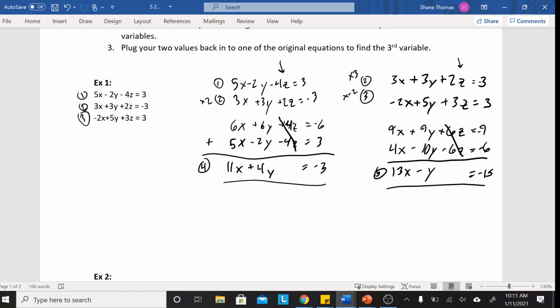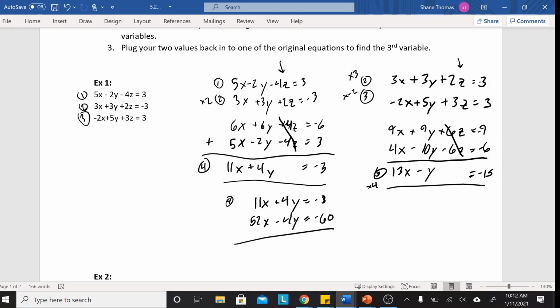This guy has a 4y. This guy is a negative y. So I can multiply this guy by a negative 4, and that's going to help me cancel out my y's. So I have 11x plus 4y equals negative 3. And that's just equation 4. Now equation 5 over here, let's multiply it by 4. So that's going to give me 52x minus 4y equals negative 60.